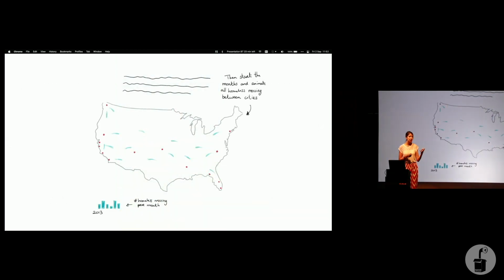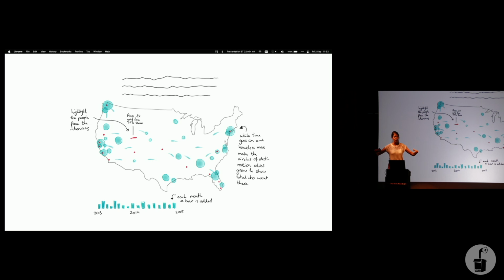The design that I came up with was, instead of plotting all of these lines at once, I would make them animated. They would become these little streamlets moving from their starting point to the destination. And then over time, these circles would start to grow behind the cities to show how many of the homeless people had already moved there.